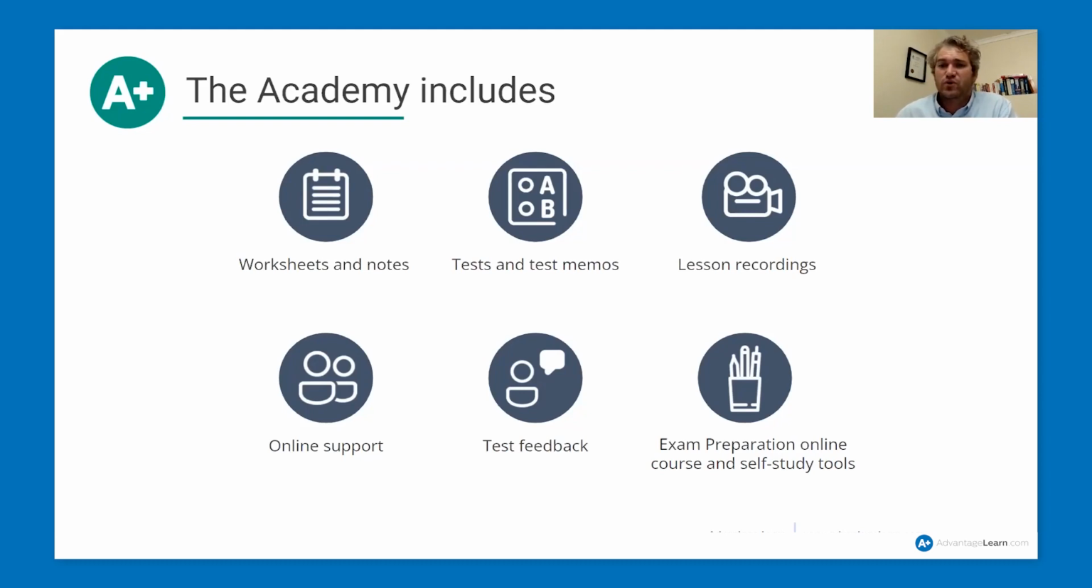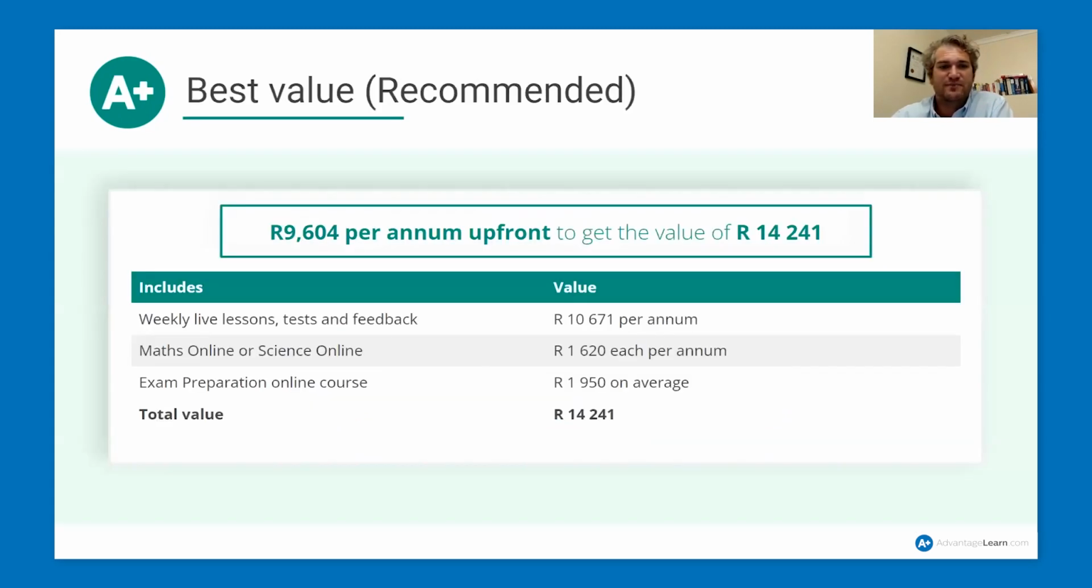Every weekly lesson is recorded and learners have access to it via a dedicated Academy course on our learning management system, what we refer to as our campus. And learners have access to online support, the test feedback, as I mentioned. And then learners that are involved in our Academy for the full year also get access at no additional cost to our exam preparation online courses and study tools, which are really helpful in term 4 as learners lead up to their final exams in those subjects.